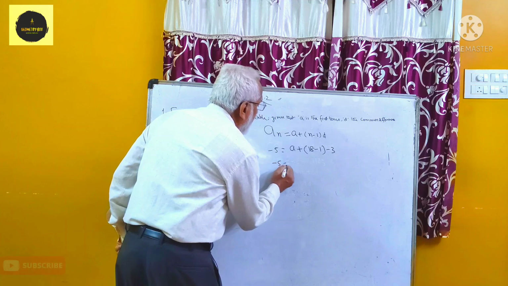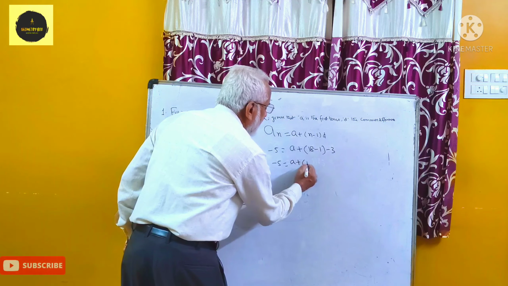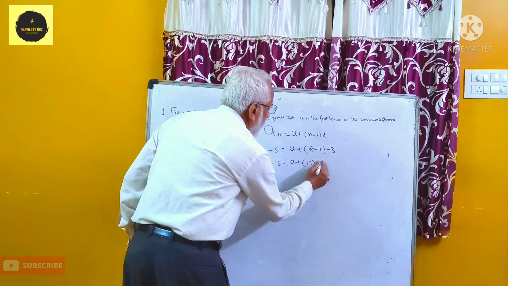Then again, write down minus 5 as it is, a as it is, plus (18 - 1), how much? It is 17.